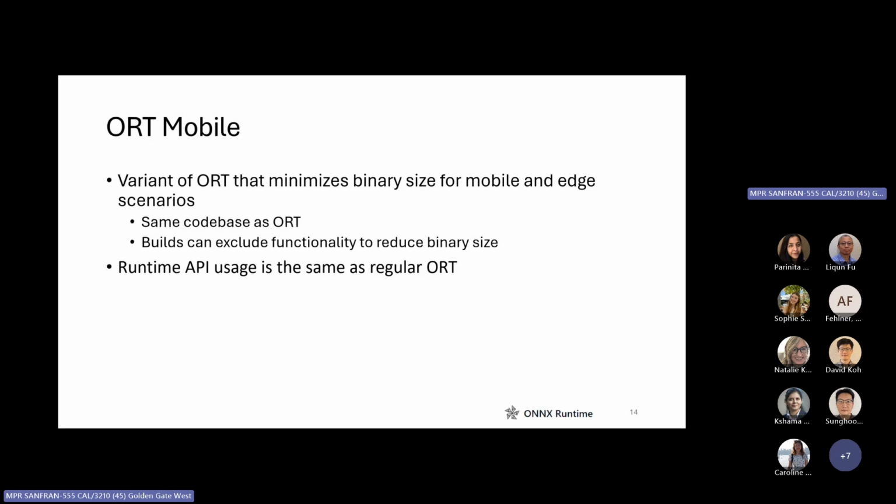ORT Mobile is a variant of ORT that minimizes the binary size for such mobile and edge scenarios. Importantly, it uses the same code base as ORT, but it provides the option to do these builds which can exclude certain functionality in order to reduce binary size. And the runtime API usage remains the same.